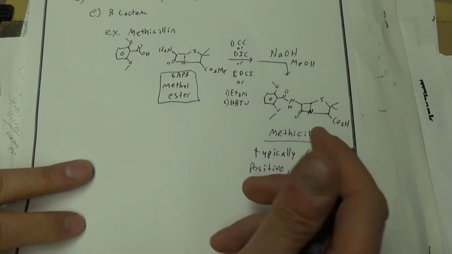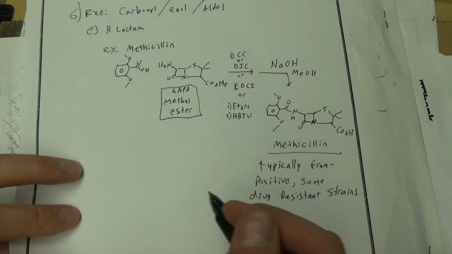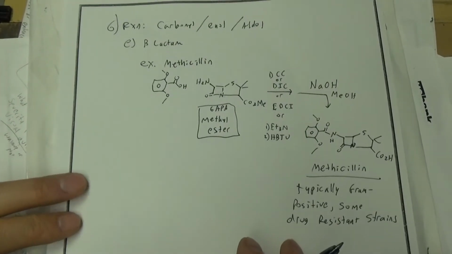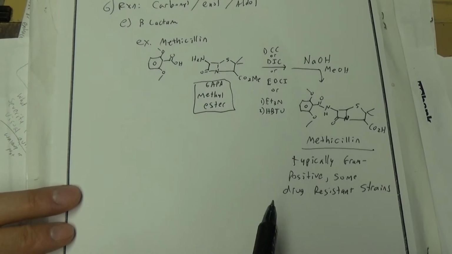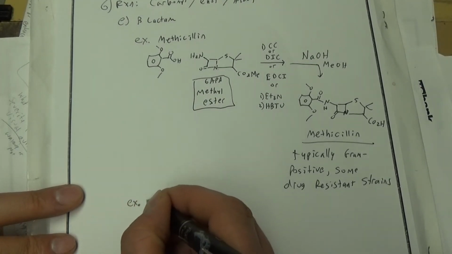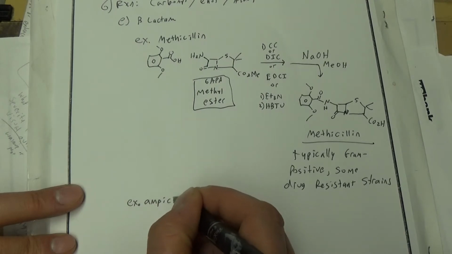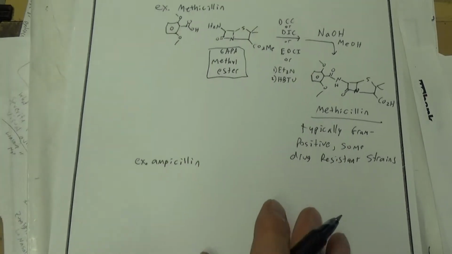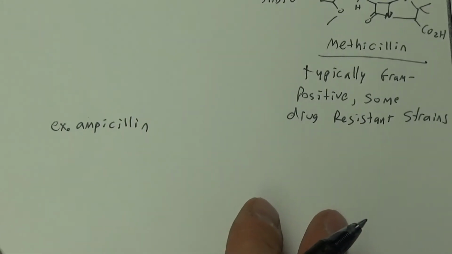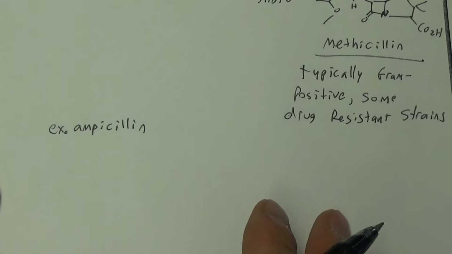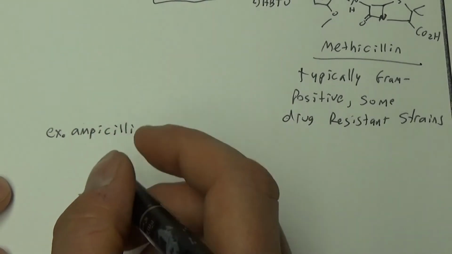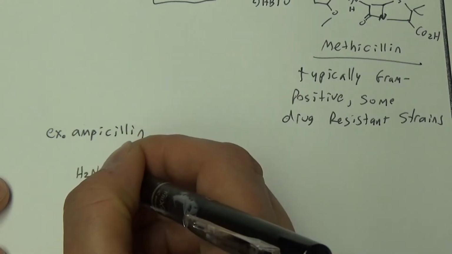Alright, another very popular clinically used penicillin derivative is ampicillin. There are a couple more steps to the synthesis, but it's really easy. They use phenylglycine, which is a non-natural amino acid, H2N.